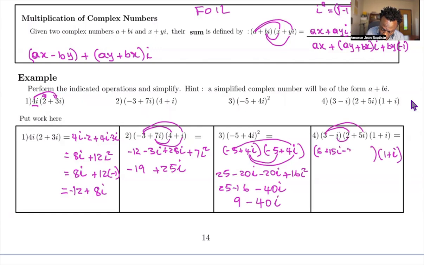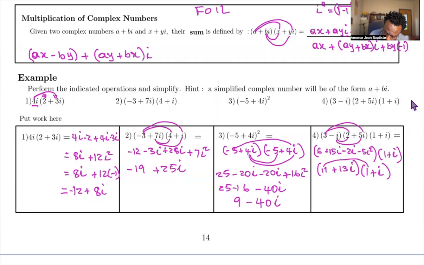This is negative 2i. And then it's going to be minus 5i squared. We will simplify this. Minus 5i squared is positive 5, because i squared is negative 1, and negative 1 times negative 5 is positive 5. So that's 11 plus 13i times 1 plus i. So we're going to FOIL this one.